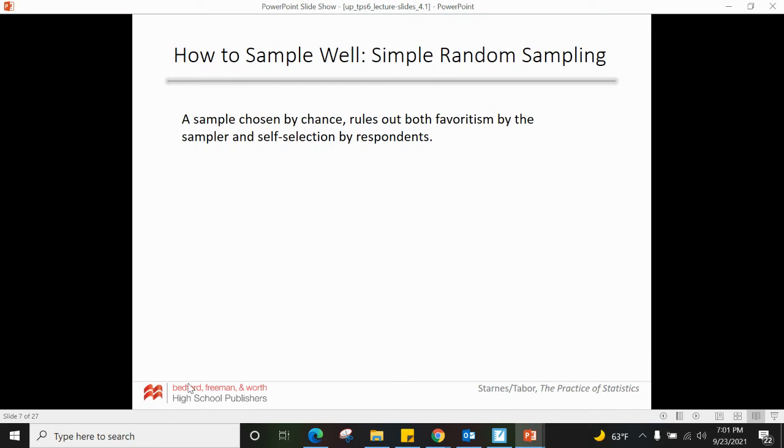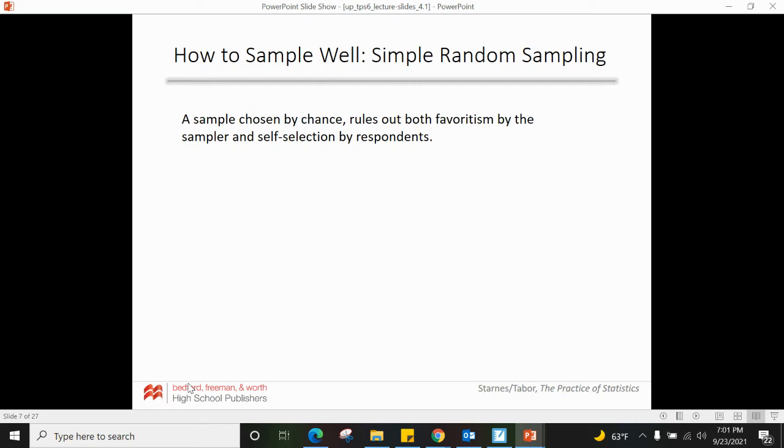So those are two bad ways to sample: convenience sampling and voluntary response sampling. Now we're going to talk about some good ways to sample. The first one is simple random sample. When we get to this definition, I'll kind of highlight it: a sample chosen by chance rules out both favoritism of the sampler and self-selection by response.